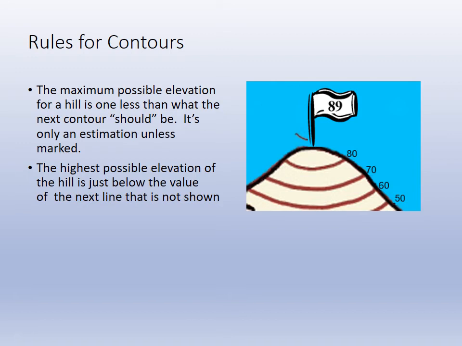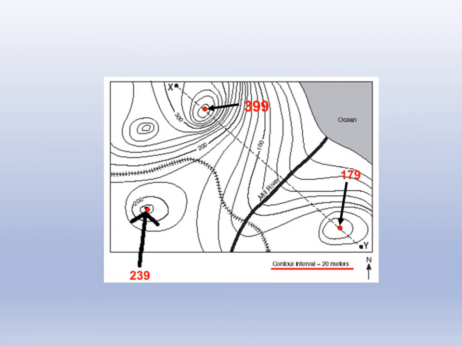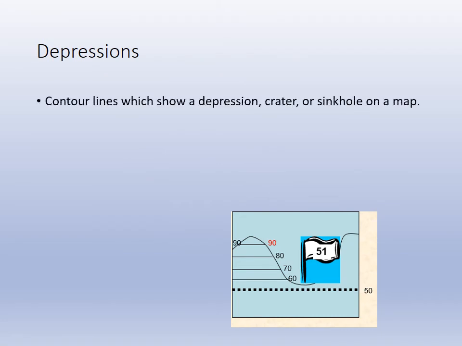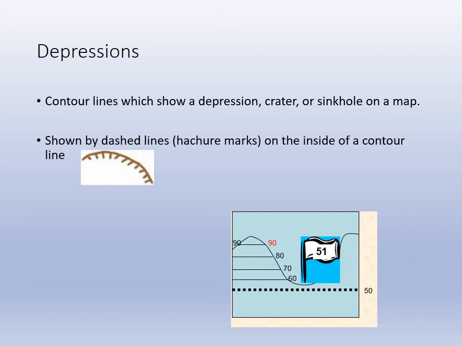So the maximum elevation is 1 foot less than the next contour line would be. Sometimes you have to estimate then. Rarely you're given the highest contour on the map, but most of the time it will take an estimation when you list the highest or lowest elevations, except when there's the ocean, the lowest would be sea level. Depressions are shown as well. They have dashed lines called hachures to show a depression.